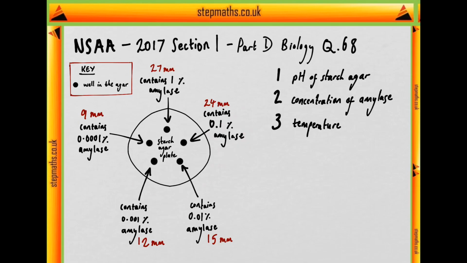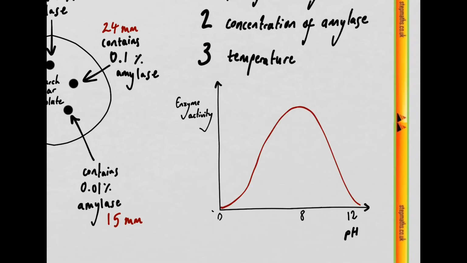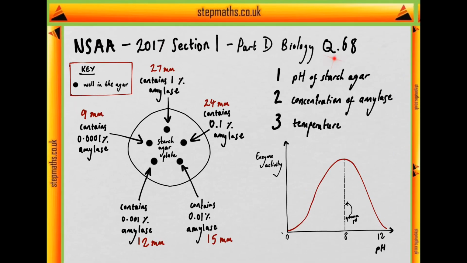Amylase is an enzyme which digests starch. How do enzymes work in relation to pH? Well, there's normally an optimum pH at which enzyme activity is at its greatest. Beyond this point, any increases or decreases in the pH will affect the hydrogen bonding between the polypeptide chains in the tertiary structure of the protein, the enzyme being the protein, and therefore it would affect their capacity to form bonds with the substrate, and therefore enzyme activity would reduce. So pH affects enzyme activity, therefore pH of starch agar could have affected the results.